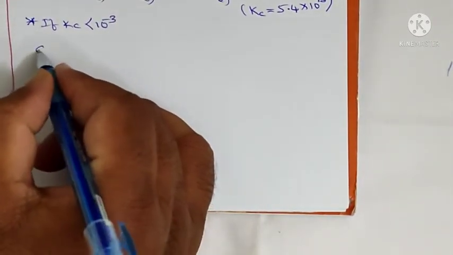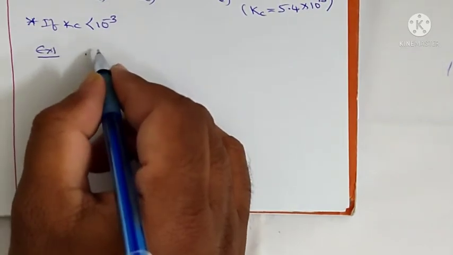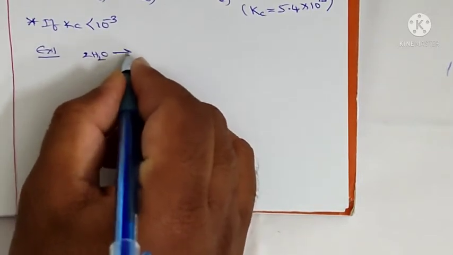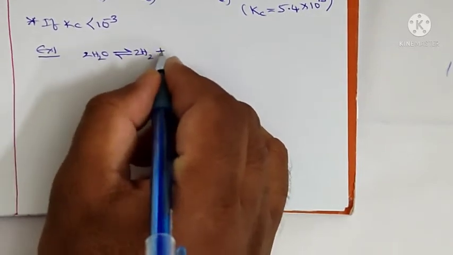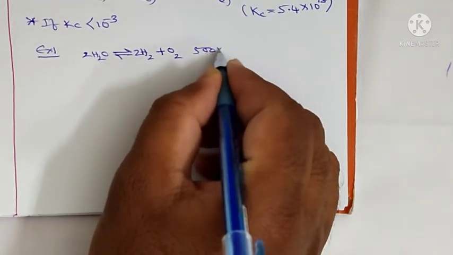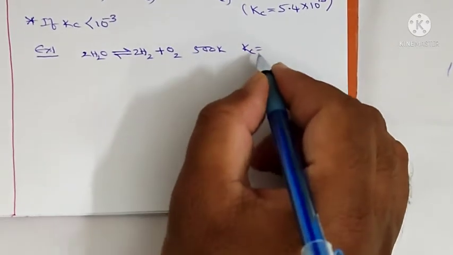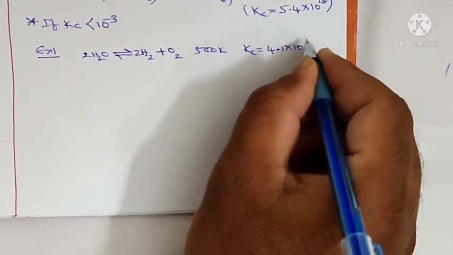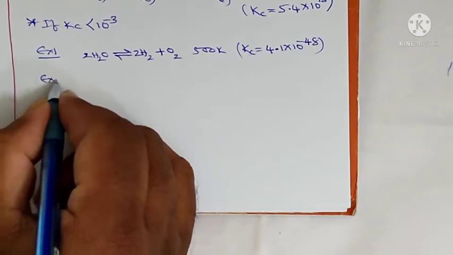Let me take examples. Example number 1, decomposition of H2O into H2 and O2. So 2H2O equilibrium 2H2 plus O2 at 500 Kelvin. So here the equilibrium constant Kc is equal to 4.1 into 10 to the power of minus 48.